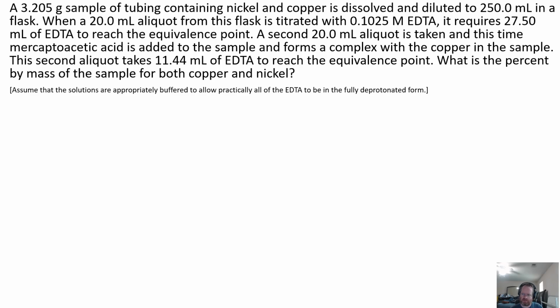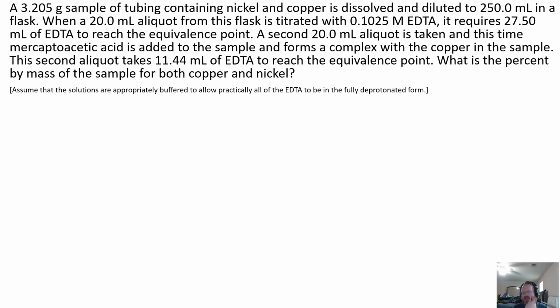So okay, I'm going to assume you've done that at this point. So let's see what I've got to figure out. We're told that we have a 3.205 gram sample of tubing that contains nickel and copper. It's dissolved and diluted at 250 milliliters in a flask. So I'm going to assume that means the only two metals relevant to me are nickel 2 plus and copper 2 plus. So initially they're all in this 250 milliliter flask.